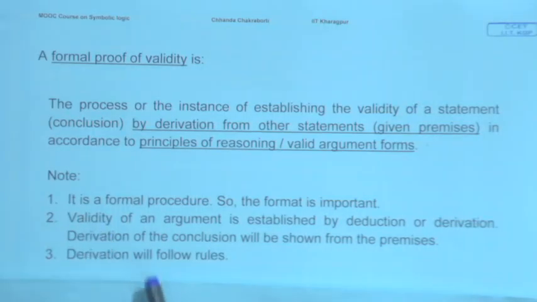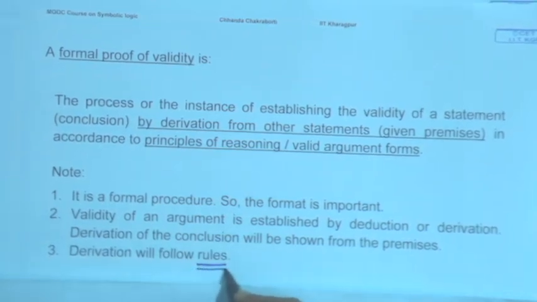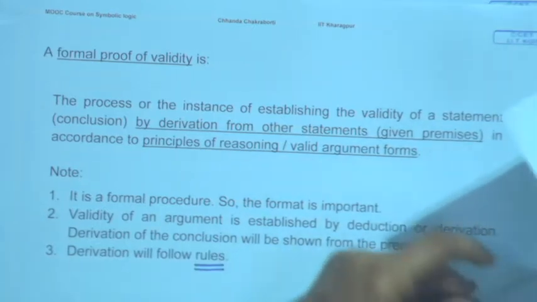Second, there will be a deduction or a derivation that will be shown step by step, and we already said that this derivation is not going to be random, it is going to follow certain rules. So it is time that we also note that we need to learn these rules of reasoning. That will be part of the training of this formal proof of validity.